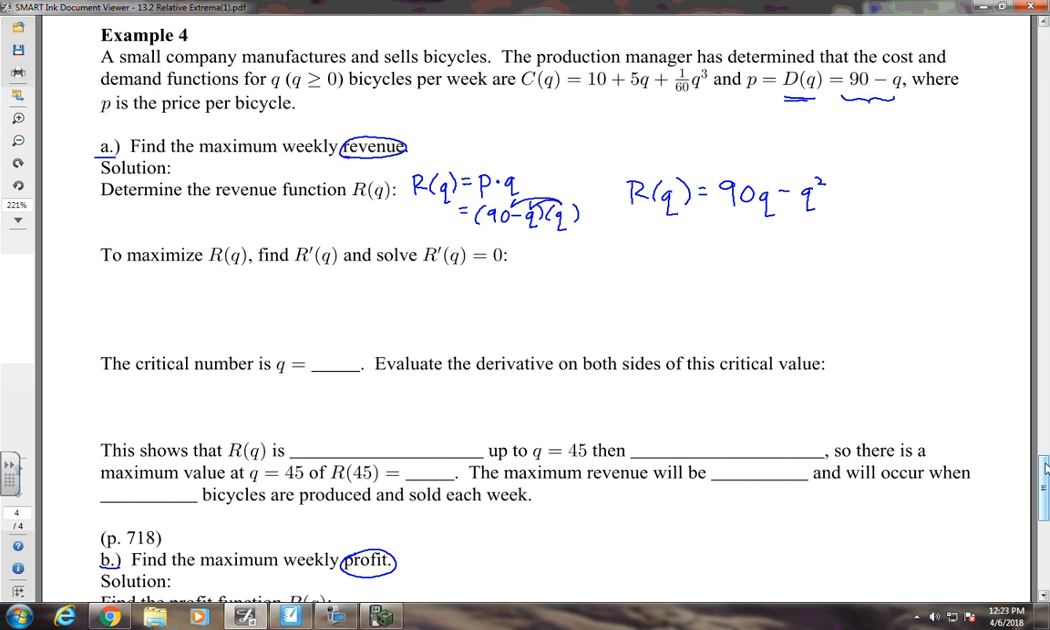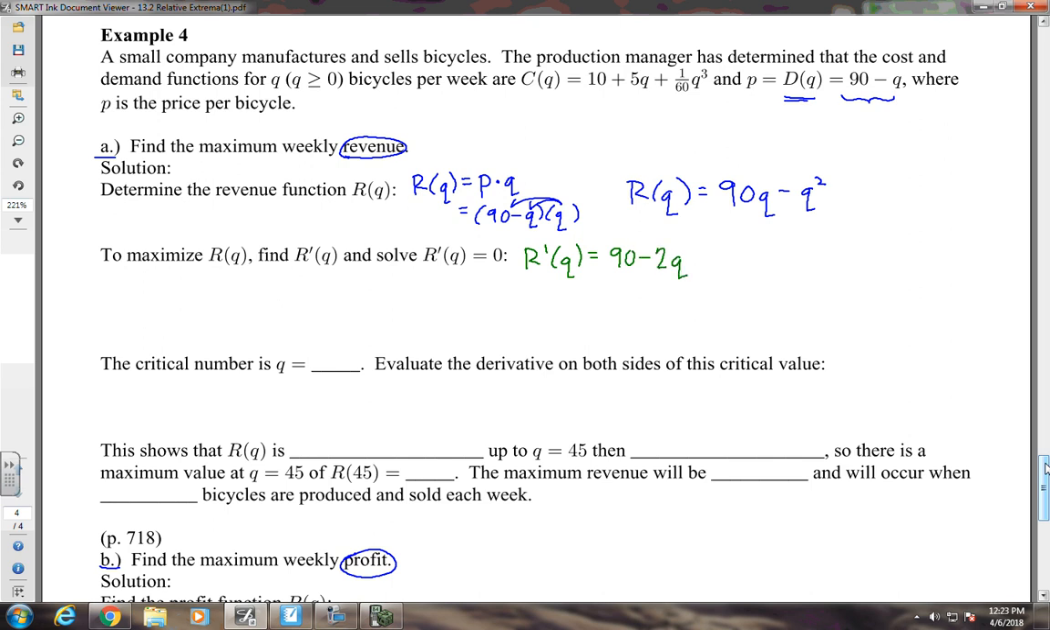Now, I want to figure out what's the maximum revenue. So don't worry about the words here. Maximum of a function, we know that means where is the derivative equal to 0. So let's find R prime of Q. R prime of Q is 90 minus 2Q.